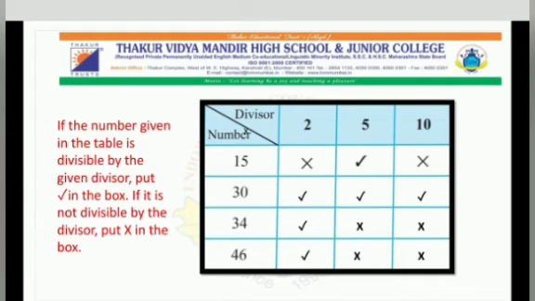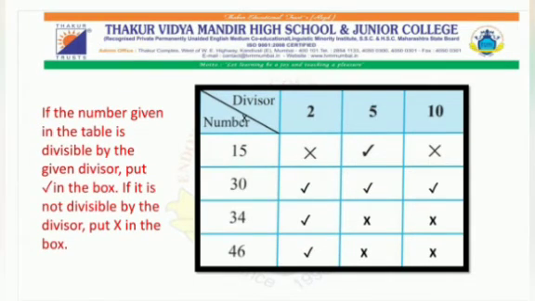Same way, if we check divisibility by 5, the unit place number is 5, which means the number 15 is divisible by 5. Same way, if we go ahead to check divisibility by 10, at the unit place the number is 5, which means that it is not divisible by 10.